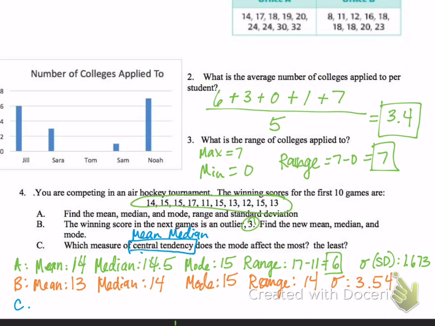But my mean, it's like when somebody makes a really, really high score on a test and that throws the average off and it makes everyone mad because now there's no curve. It's kind of like everybody scored in the 70s range, but then you have that one kid that made a 105 and you're so mad. So the mean was affected the most.